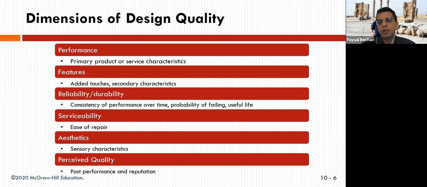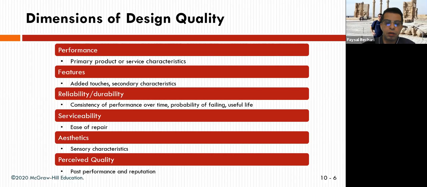Now, dimensions of design quality. First of all, you look at the performance, the primary product or service characteristic. What kind of characteristics is that supposed to be? Then you look at the features, which are added touches, secondary characteristics. So you look at the main characteristic, which it is supposed to deliver, and then the added characteristics that support it. Then reliability and durability: how over time are they delivering the same level of quality, or does it go down and up.